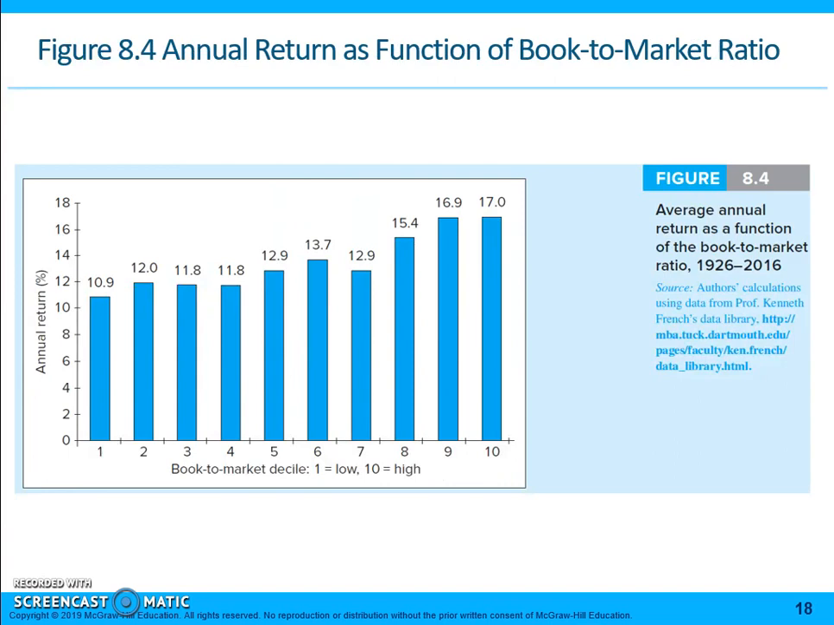The book to market ratio, figure 8.4 shows the annual return in relation to book to market ratio. We start out with low book to market firms, and we have an annual return of 10.9%. We go to the highest book to market firms, deciles 9 and 10, and we see that their annual returns are significantly higher.